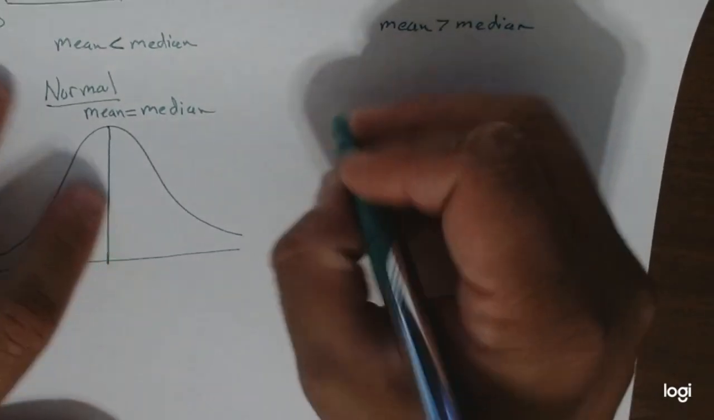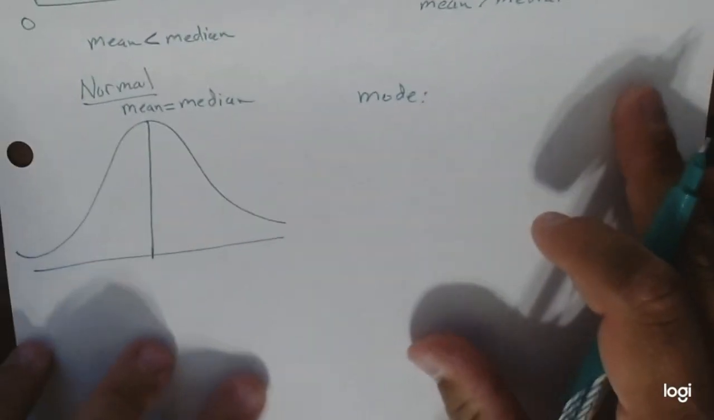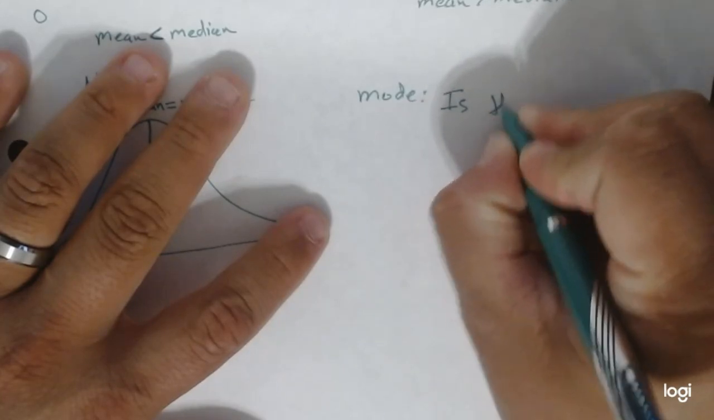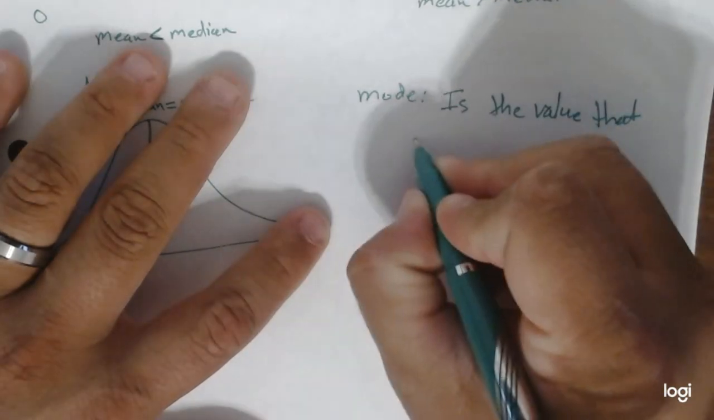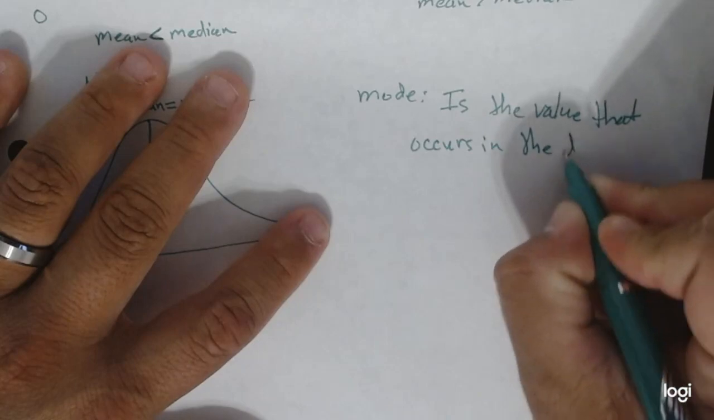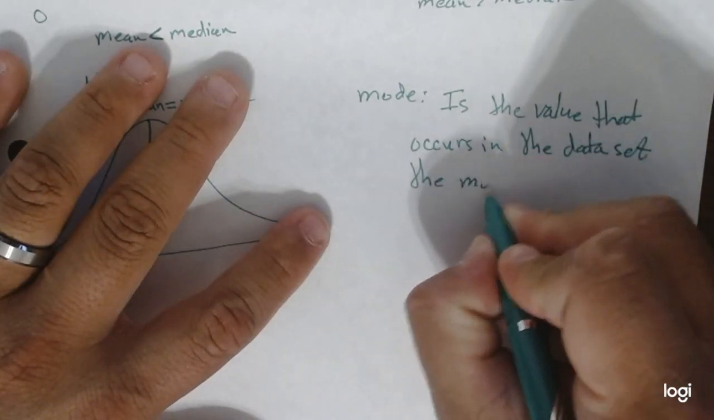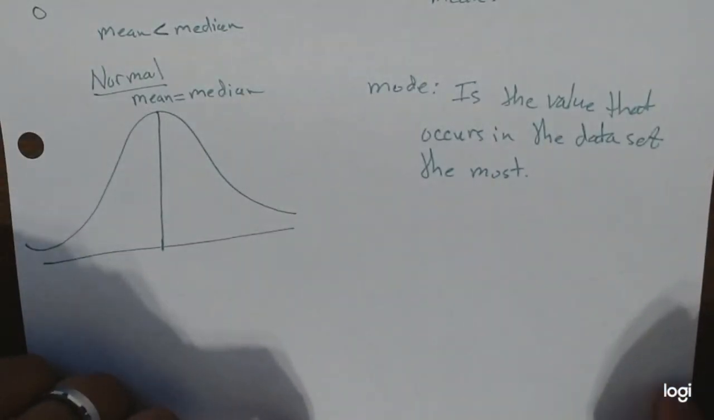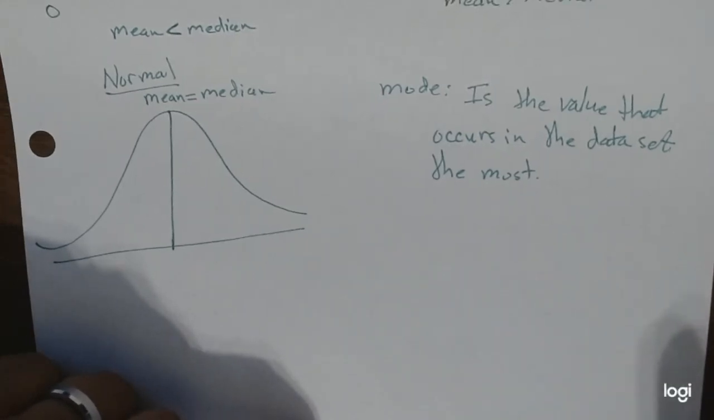The last thing is mode. It's a very simple concept, which is why I left it for the last minute. The mode essentially is the value that occurs in the data set the most. So literally, what number occurs the most, that's called the mode. That's pretty much it. It's a pretty straightforward concept.